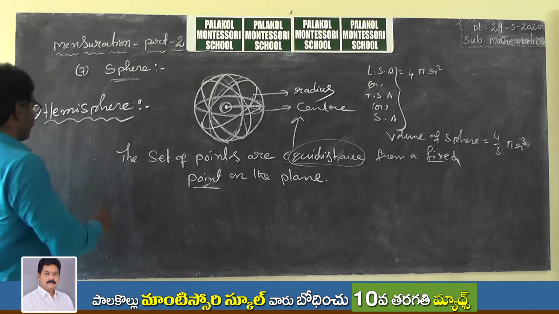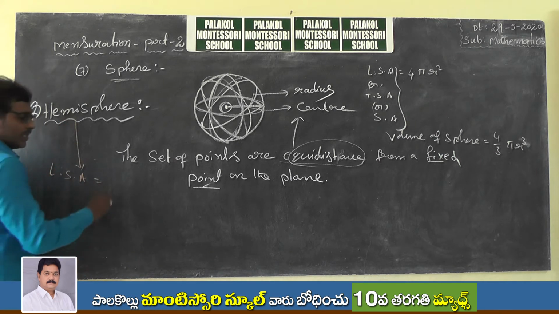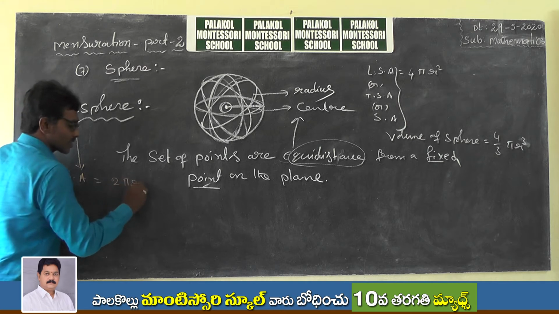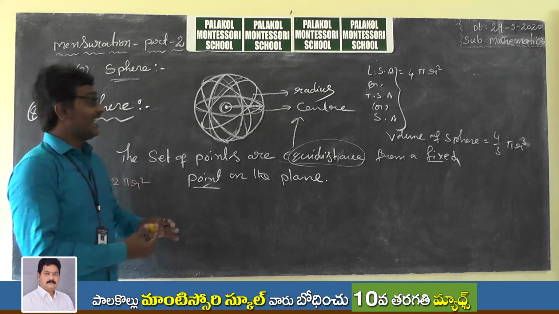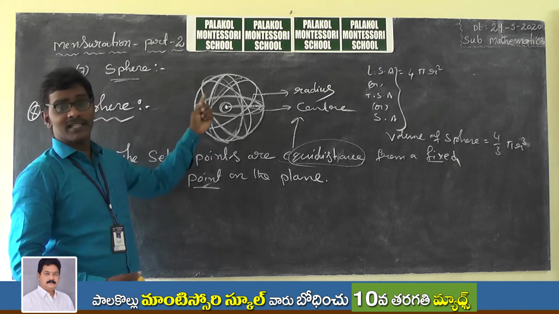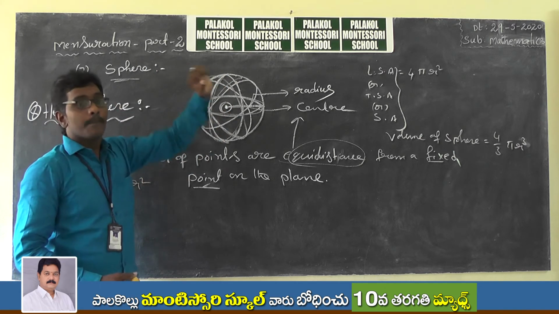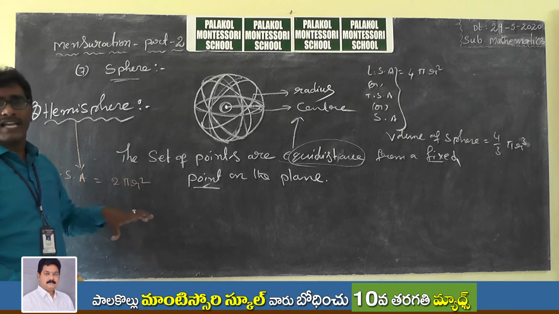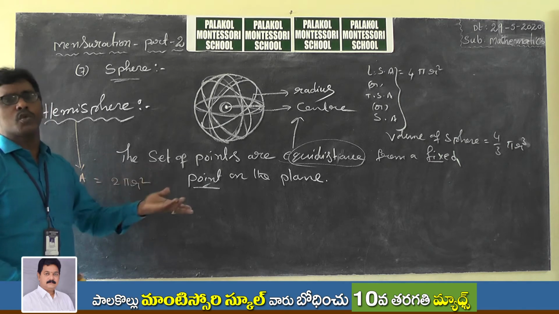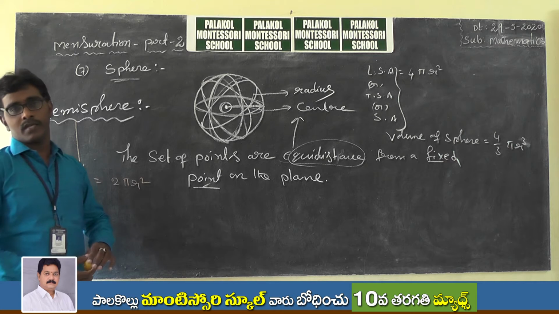Now see, the lateral surface area of the hemisphere is 2 pi r square. Why? It is half of the sphere. How many circles are considered in the sphere? 4 circles. But in the hemisphere, how many circles are considered? 2 circles, half of 4. So half of 4 pi r square gives 2 pi r square.